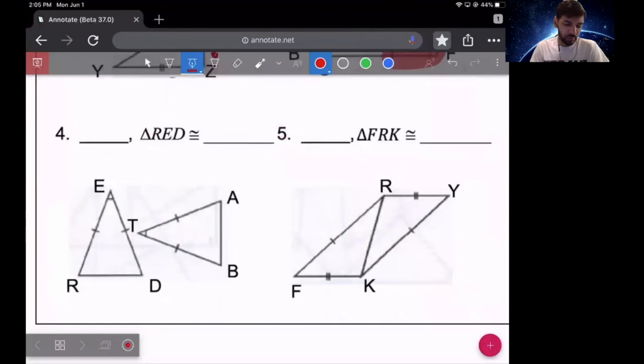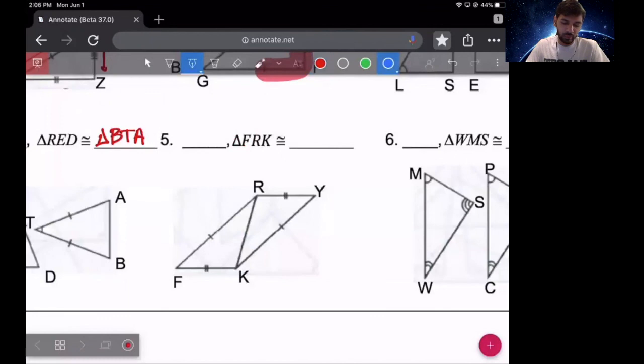All right, number 4, a little bit faster, side, angle, side. We got RED. So that means the other triangle should be BTA. Then we've got over here, we have two sides marked on each triangle, but then they're joined together right here, RK. And if they're the same side for both triangles, we know that they have to be the same length for both triangles. They're sharing this side right here. They have to have the same thing. So this is going to be side, side, side.